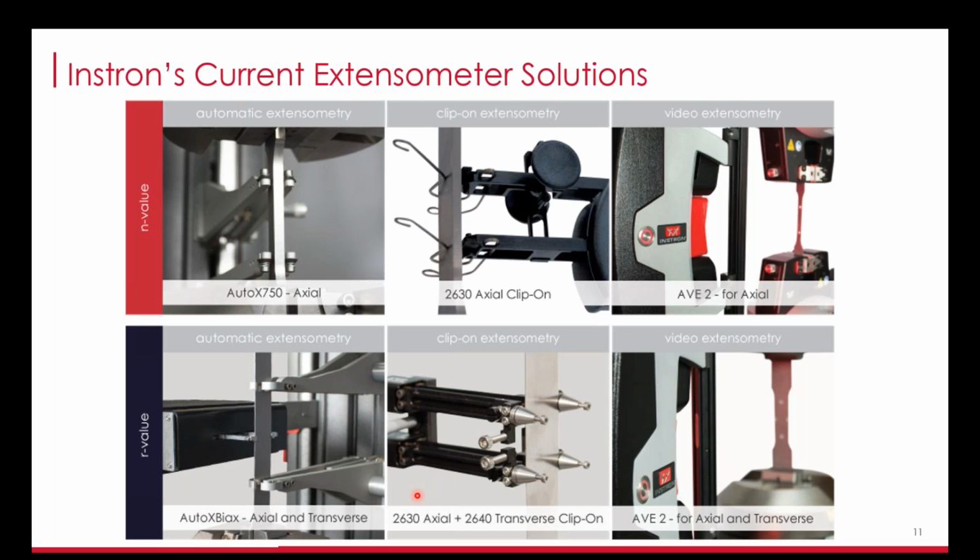We do have manual clip-on transverse. This one is specifically designed for sheet metal and averages two different measurements. And then, of course, you can measure axial with the AVE2 as well, and transverse with the AVE2 as well.